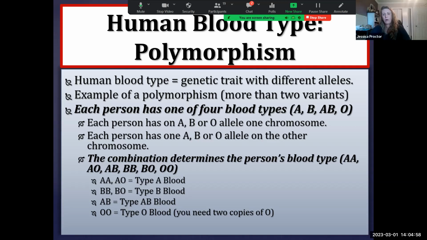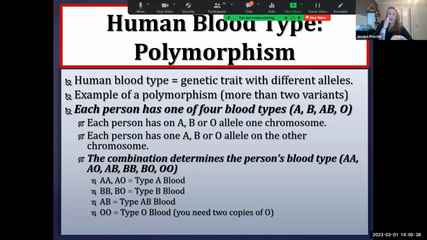Each person will have one of 4 blood types. These are the phenotypes. You could be blood type A, blood type B, blood type AB, or blood type O. The combination of alleles that you inherit from your parents will determine your overall genotype and phenotype. Each person has either an A, B, or an O allele on one chromosome inherited from one parent, let's say from mom, for example, and then an A, B, or an O allele inherited from dad. The combination of what you inherit from mom and dad will determine the person's blood type.